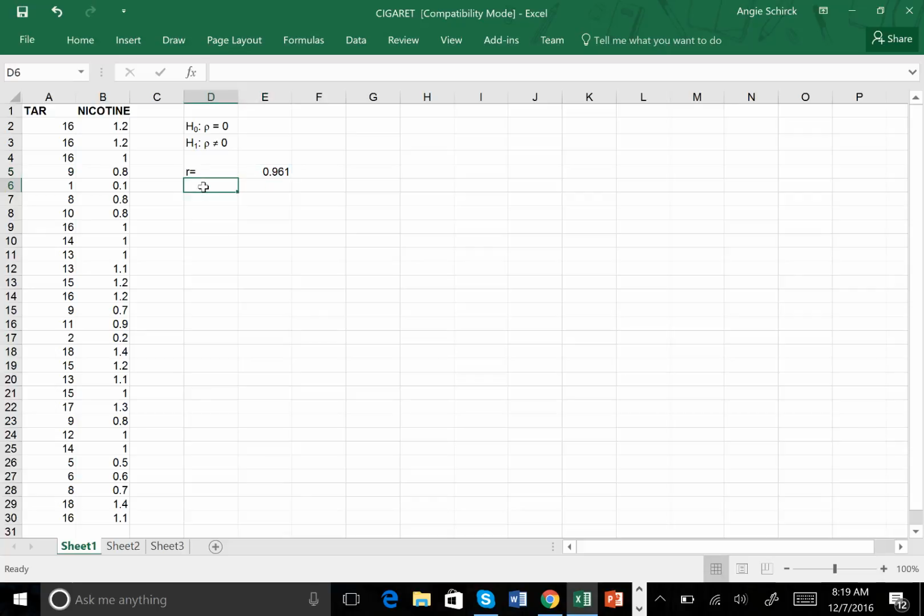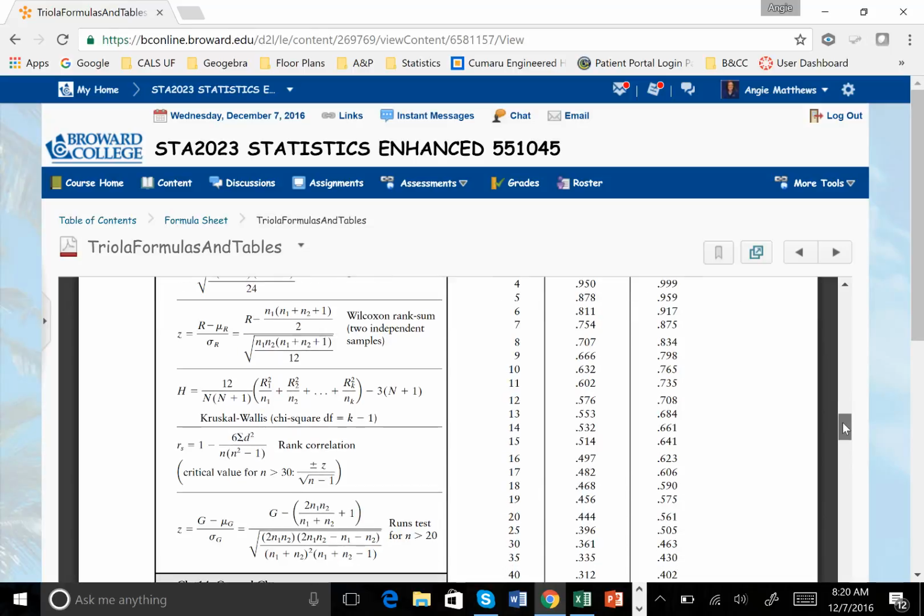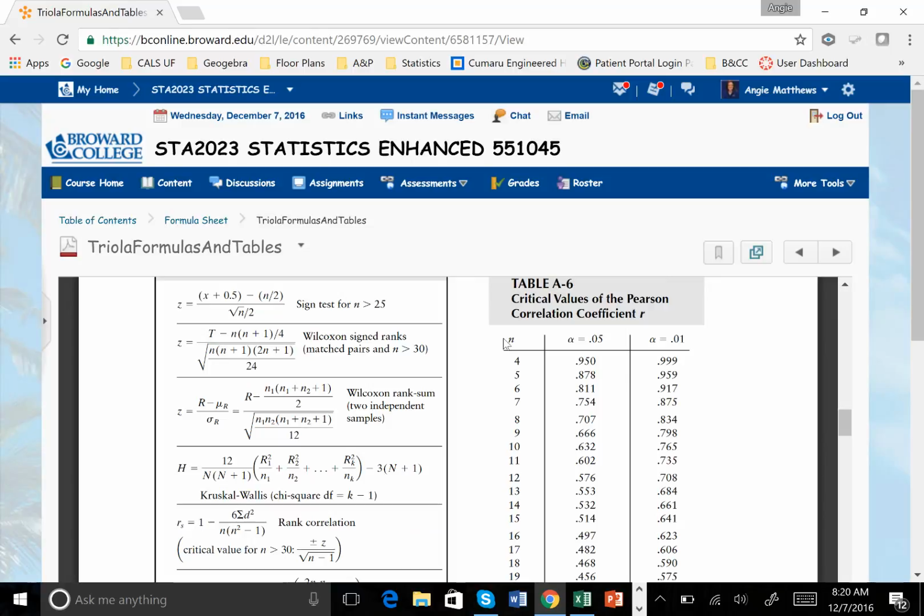And then the next thing we need is our critical value, our R sub alpha, so to speak. And we have to decide on a level of significance. So let's say we want to be 99% confident. That would mean we have a level of significance alpha of 0.01. To find the critical value, we are going to use the table from the Triola textbook, table A6. And remember, we have to find N, which is our number of pairs of data. We had 29 different brands of cigarettes, and our alpha was 0.01.